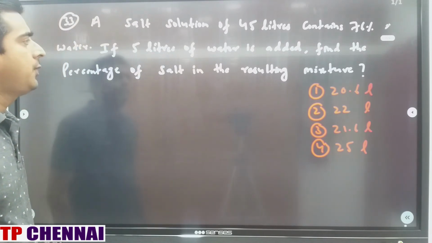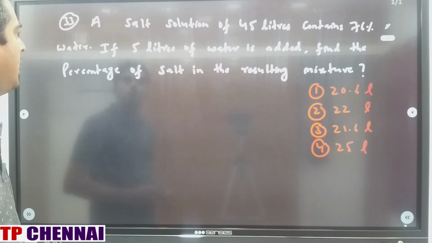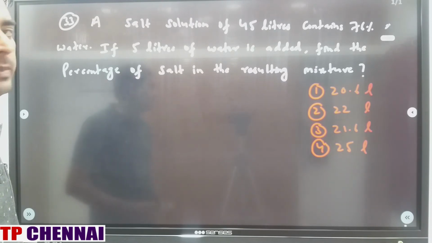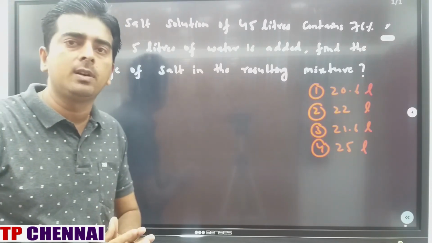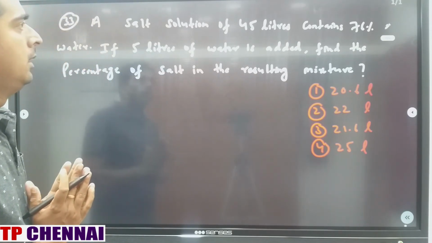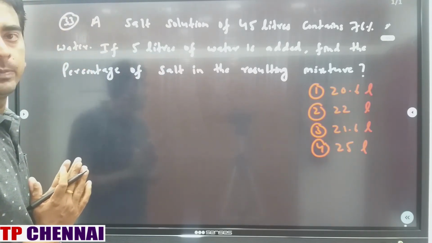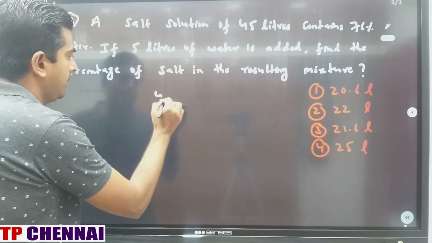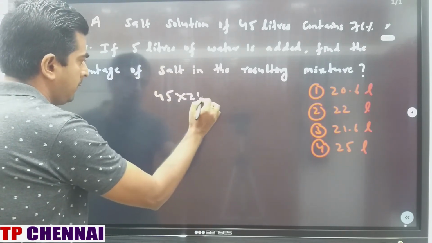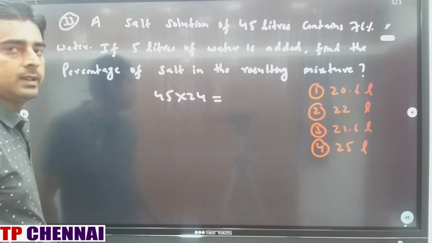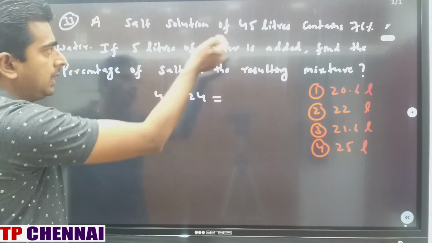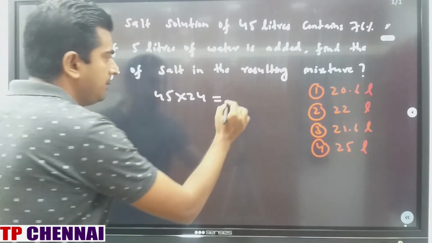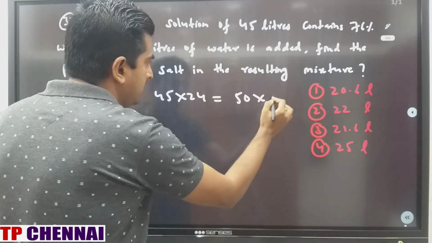A solid solution of 45 liters contains 76% water. If 5 liters of water is added, find the percentage of salt in the resulting mixture. You have a solution where you have salt and water. Water is 76%, so salt will be 24%. Chain rule concept, initial quantity is 45 into 24. Now, what is the capacity of the solution? In 45 liters, they have added 5 liters, so it has become 50. In that, they are asking salt.